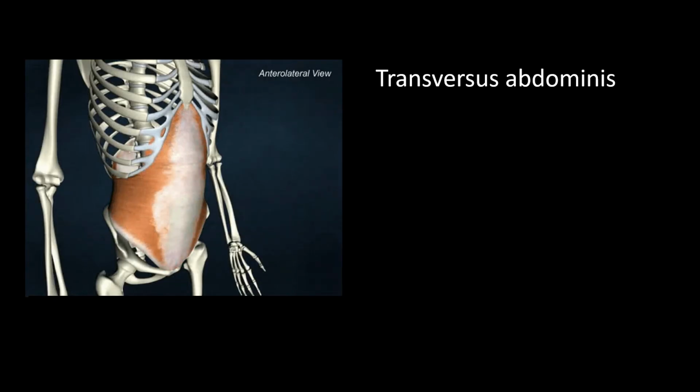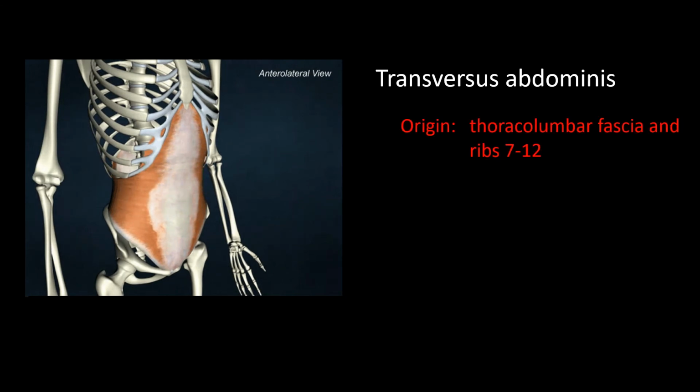Now we're going to take a look at the abdominal muscles. There are 4 abdominal muscles, and we're going to look at these from deep to superficial. So this is the first and deepest of the abdominal muscles, the transversus abdominis. Its origin is in the thoracolumbar fascia and ribs 7 through 12. Its insertion is the linea alba, which is sort of a midline running down the front of the abdomen.